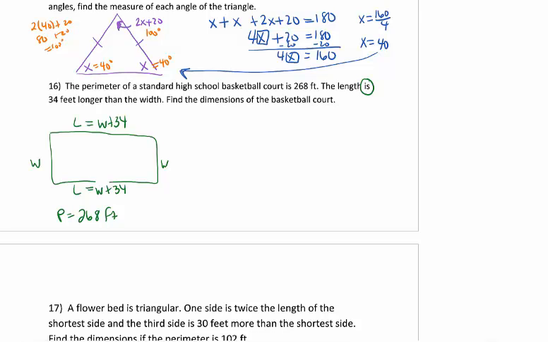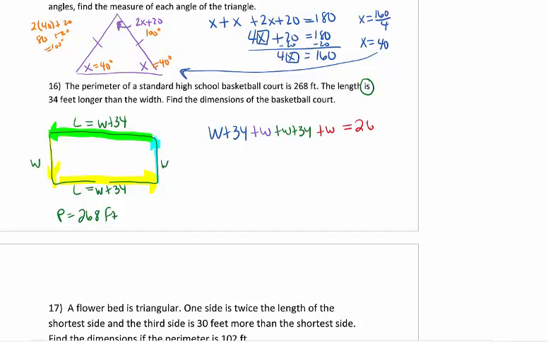So I'm literally going to walk around. Again, I am doing this slightly different than she does. I think sometimes you get confused by using a formula. So I'm going to walk on the bottom piece, W plus 34, walk up the right piece, which gives me W, walk across the top, which gives me another W plus 34, and then walk down the left-hand side, which gives me a W.